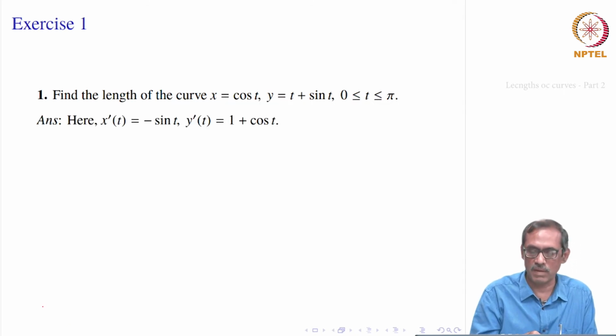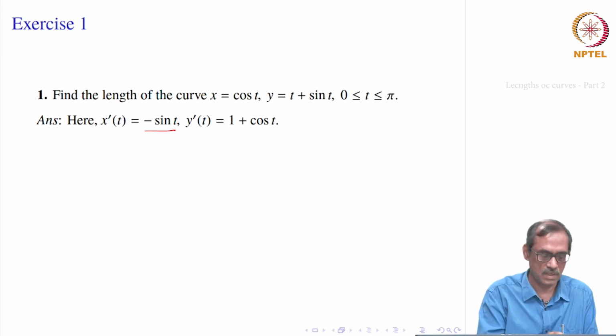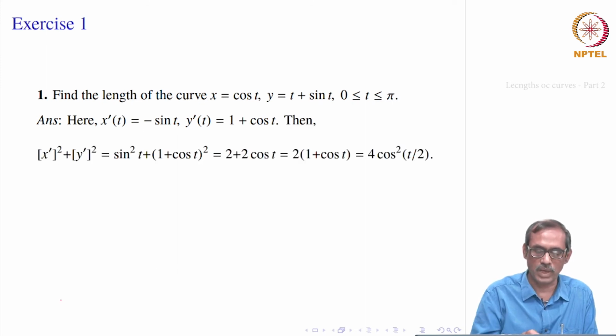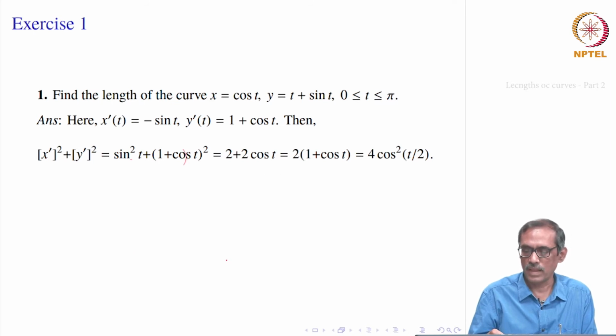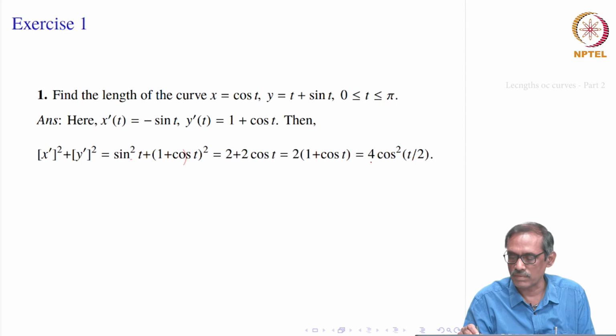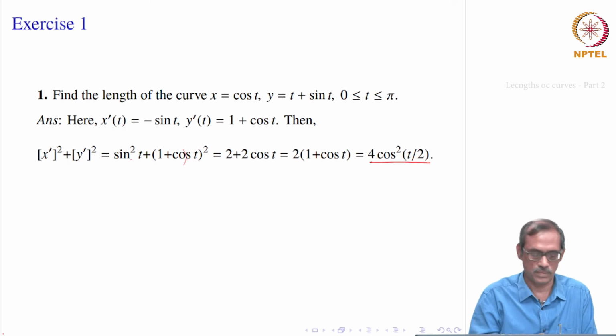Just plug in the formula: find the derivatives of x and y with respect to t, and then compute the length. So, x prime equal to minus sin t, and y prime: t gives 1, sin t gives cos t, so 1 plus cos t. Therefore, x prime squared plus y prime squared equals sin squared t plus (1 plus cos t) squared. So, sin squared t plus cos squared t gives 1, and 1 is there. So, it is 2 plus 2 cosine t. We can express that now, because we want to integrate it, as 4 cosine squared t by 2.